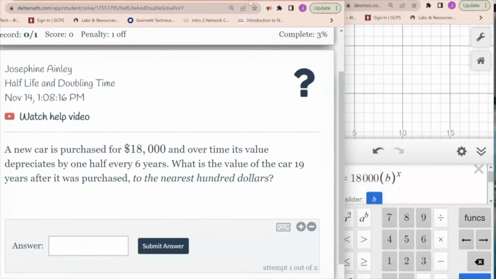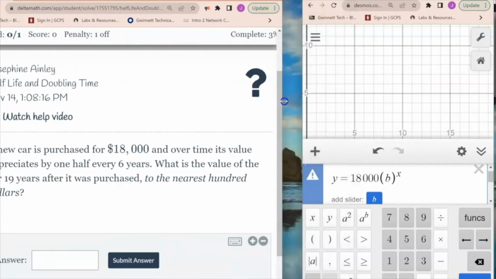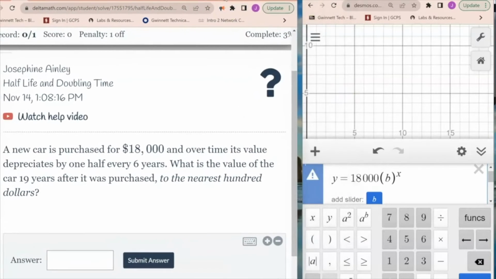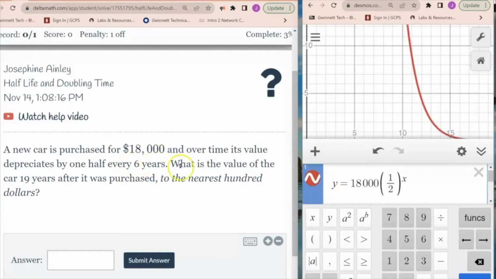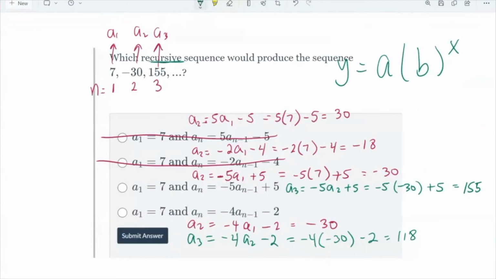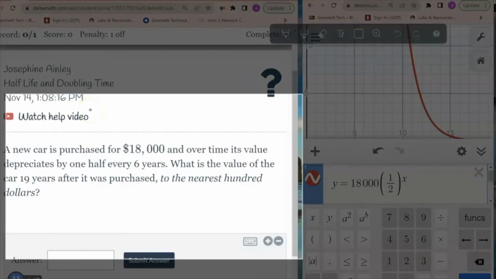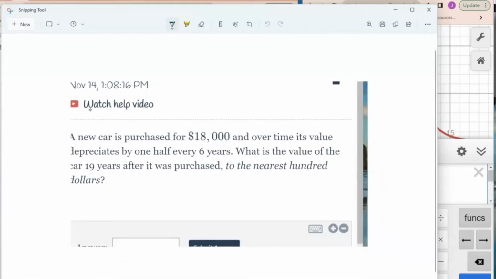Over time, its value depreciates by, so it's going down by 1/2. So it's telling you, this is half-life, that b is going to be half. So you can write 1 divided by 2, or you can write 0.5. Every 6 years. Okay, so every 6 years it's going to depreciate by 1/2. What does that mean? That means it's depreciating by half every 6 years.